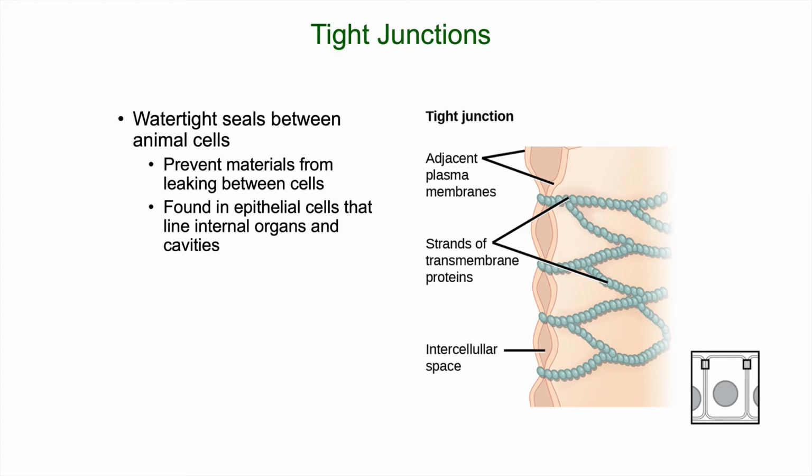These are especially found in the epithelial cells that line your internal organs in your cavity. So all your blood vessels, your gastrointestinal tract, your urogenital tract, all your major organs are going to have lots and lots of tight junctions.